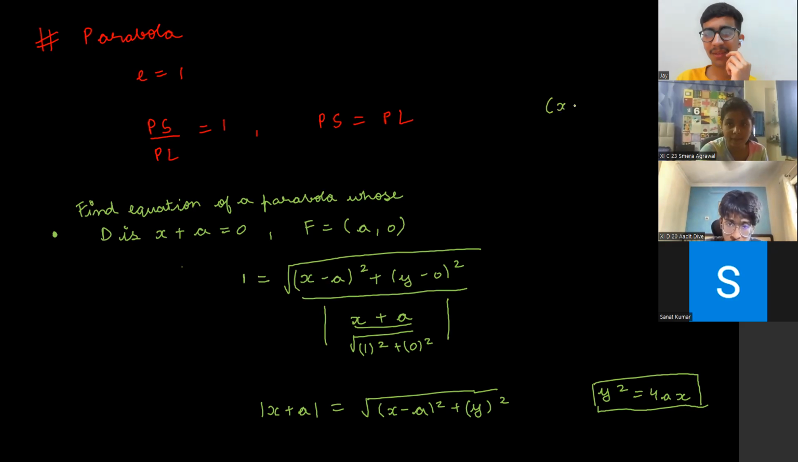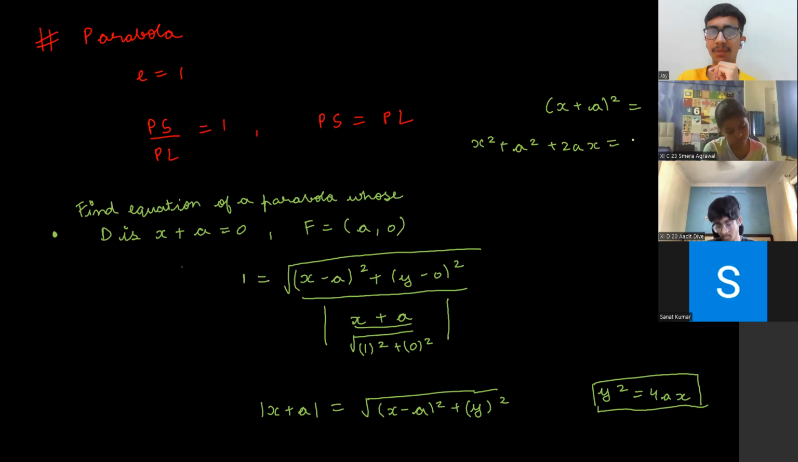Okay, so when you square, you get x plus a the whole square is equal to x minus a the whole square plus y square. अब इसके लिए तुमको a plus b का whole square और a minus b का whole square की property आनी चाहिए, identity याद होनी चाहिए. So it's x square plus a square plus 2ax. Now this is equal to x square plus a square minus 2ax plus y square. So x square cancels out, a square cancels out. So 2ax plus 2ax is equal to y square. So that means 4ax is equal to y square.